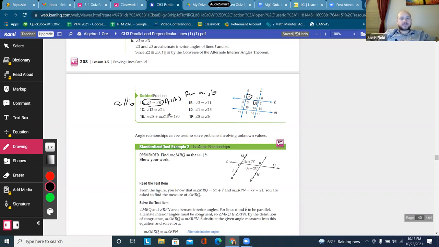Okay. Shall we do one more? 12 and 14. 12 and 14 are AEAs, alternate exterior angles, also for A and B, so A is parallel to B.